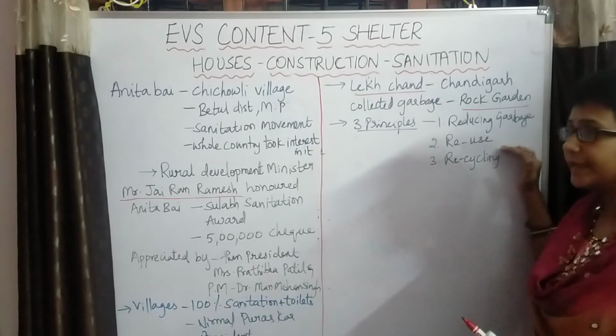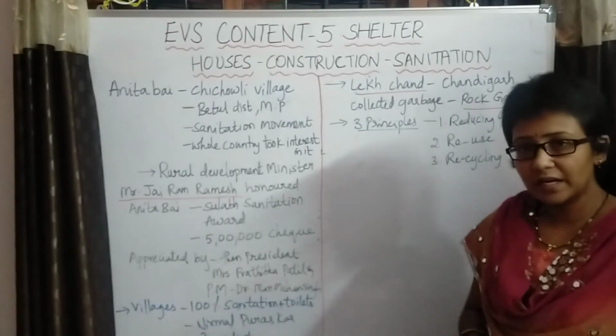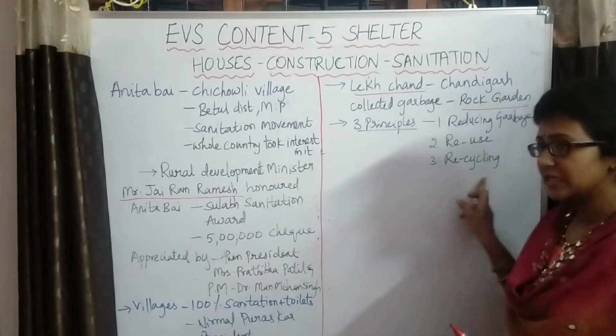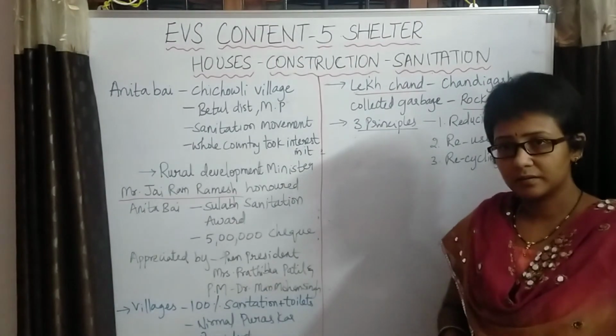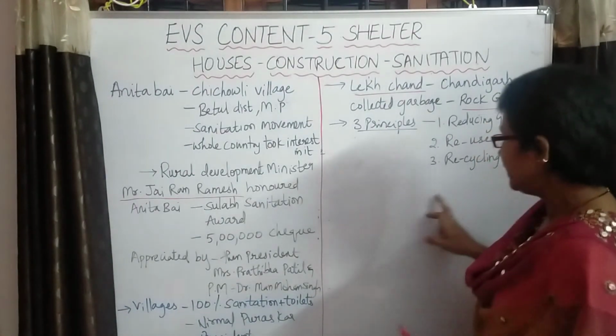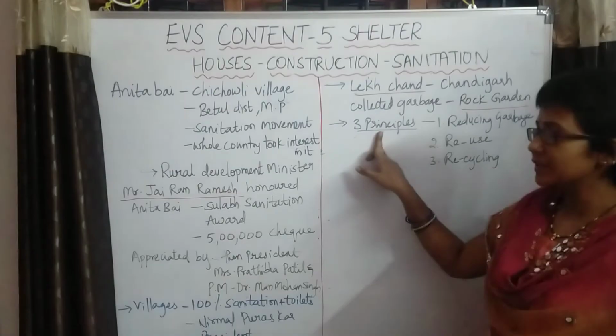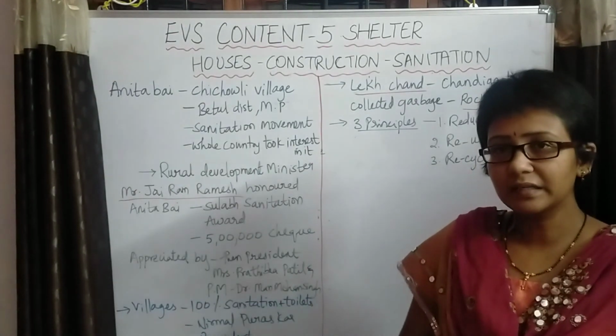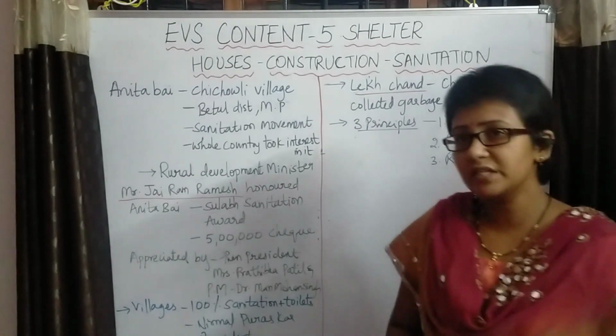The next point is reuse. Whatever materials we have, we have to try to use them again and again. The third one is recycle. Recycle the products which can be recycled, like newspapers and all. These are the three principles we have to follow to make our houses and even the surroundings neat and clean.